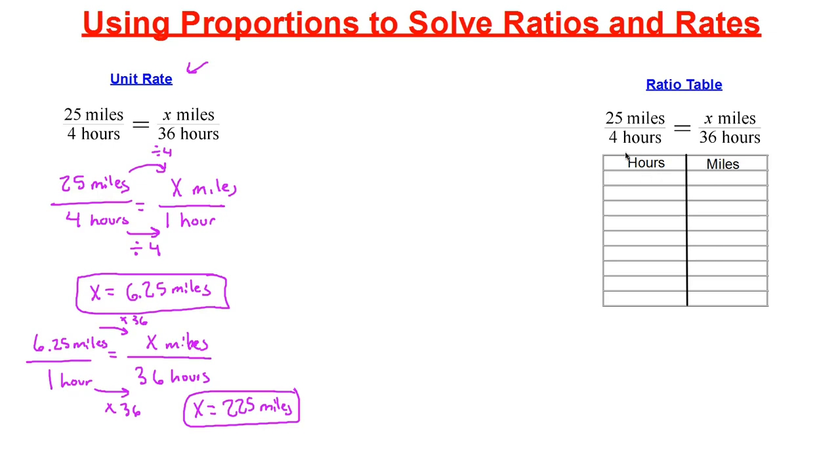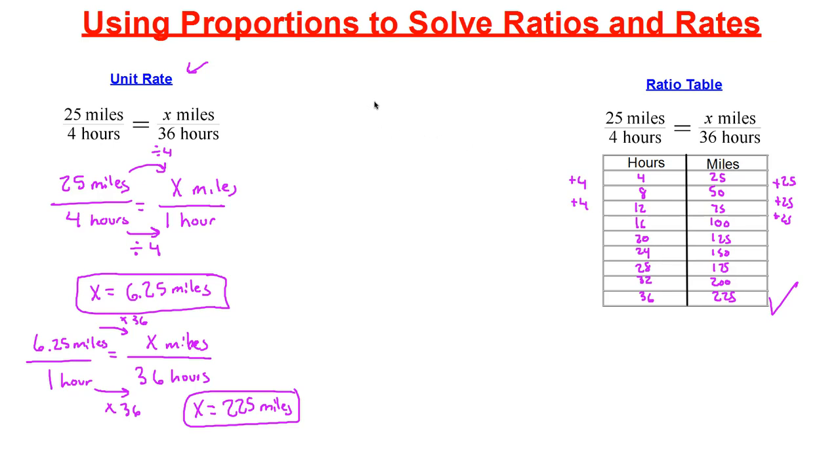So, in order to set this up, make sure you have both of your units here. So, I start with 4 hours, and then I'm going to add 4, 8, add 4, 12, 16, 20, 24, 28, 32, and 36, which is my target. Okay, so I'm just increasing the hours at a rate of 4 hours. Here, of course, I'm going to increase the miles at a rate of 25 miles. So I start off with 25, 50, 75, 100, 125, 150, 175, 200, and then finally 225. So I could figure it out this way.